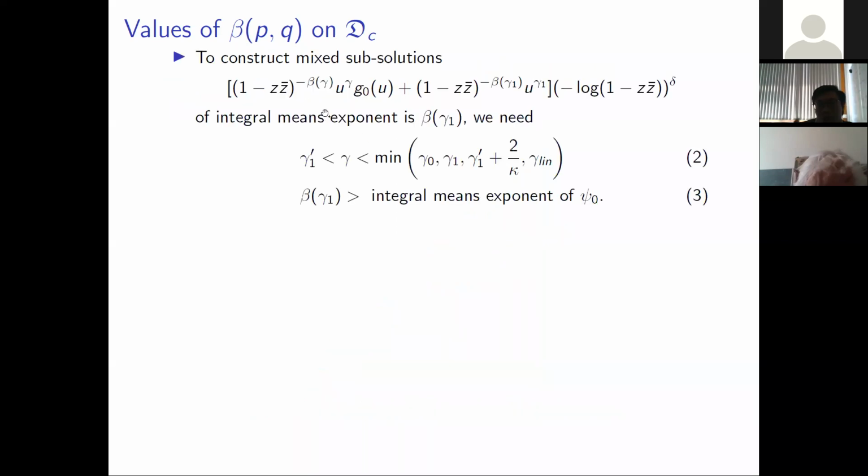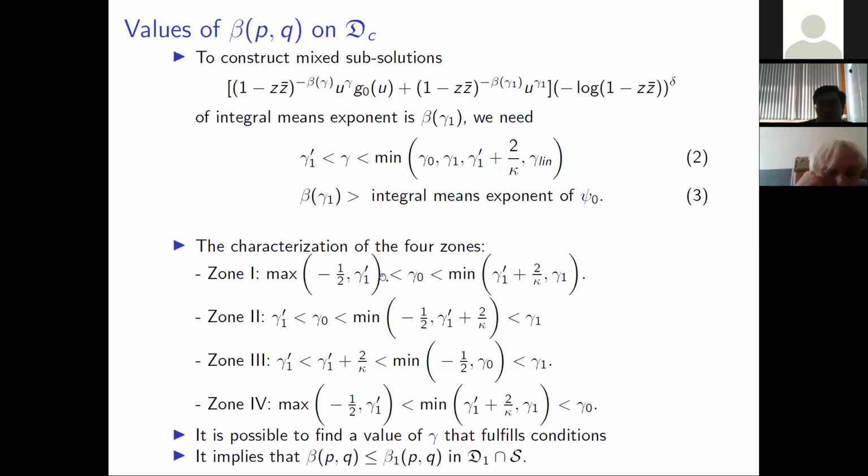And so here is the condition you want on gamma, corresponding to the characterizations. If we can take a gamma which fulfills the condition, we have the upper bound of beta one in this zone. Okay, so we get the spectrum inside the red parabola, and this is our proof.